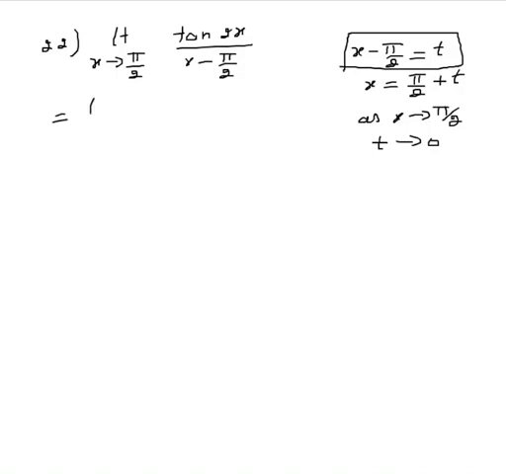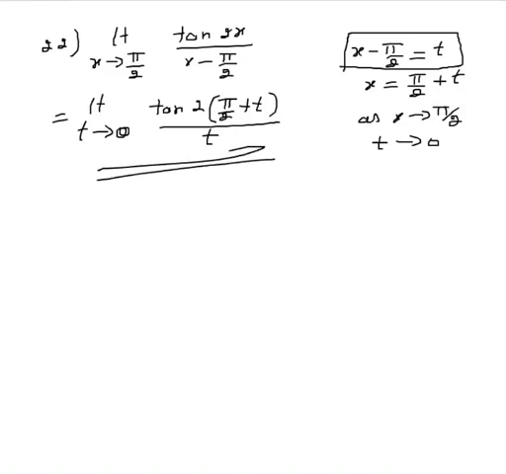Now let us change the limit question to t variable. Limit t tending to 0 of tan of 2 times x, which is pi by 2 plus t, divided by x minus pi by 2, which is t. Once you change the variable, in this step you should not have x. Everywhere you should have t variable. This is equal to limit t tending to 0 of, let us distribute this 2. It becomes pi plus 2t and divided by t.